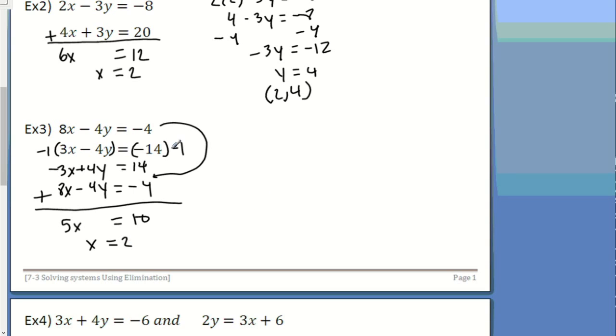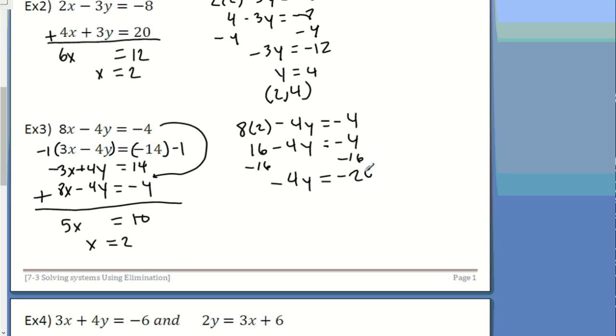Nice. Now that's cool because once you understand you can do that, you can start multiplying by anything you need to make them the same. Okay? So then I'm going to put that x into the first equation. So I get 8 times 2 minus 4y should equal negative 4. So I get 16 minus 4y equals negative 4. Subtract 16. I get negative 4y equals negative 20. So y is 5, which means they cross at (2, 5). You would have to go over here and check it afterwards, but it does work.